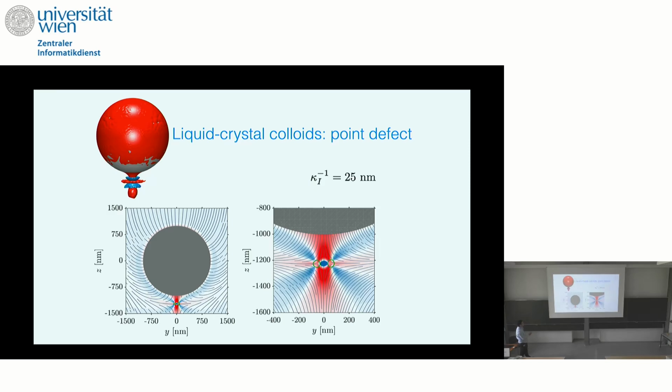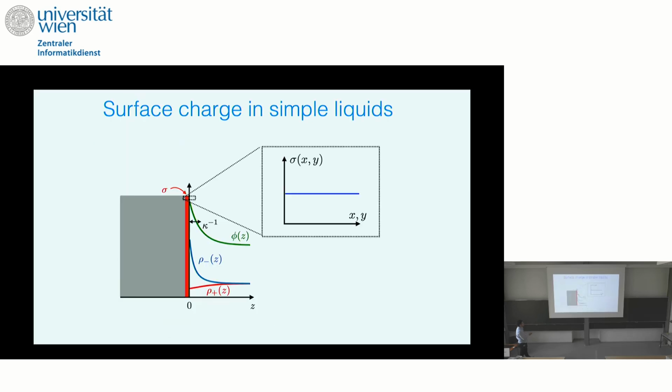And of course, for the point defect, you have a similar effect. Here, I plot the isosurfaces of the plus and minus ions. What you can also do is ask about the effect of topological defects close to charged surfaces. So we also looked at that. Until now, it's only been in the bulk of the liquid crystal.